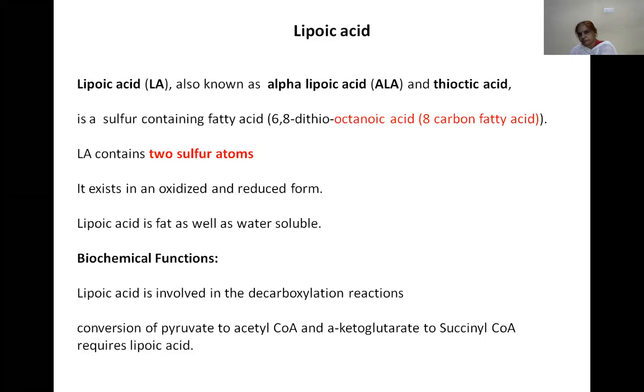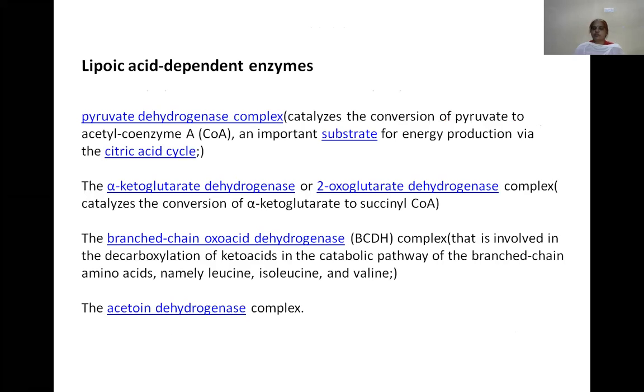Now see the lipoic acid dependent enzymes. Some examples are the pyruvate dehydrogenase complex, alpha ketoglutarate dehydrogenase, branched chain oxo acid dehydrogenase, and acetone dehydrogenase. These are the enzymes that depend upon lipoic acid.